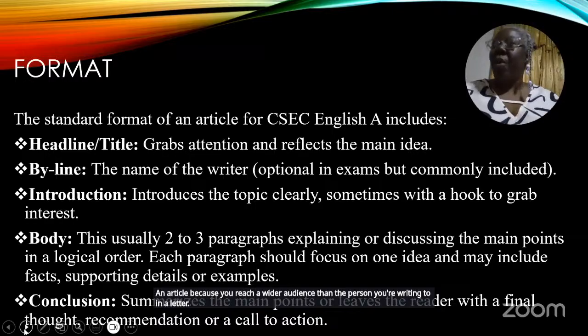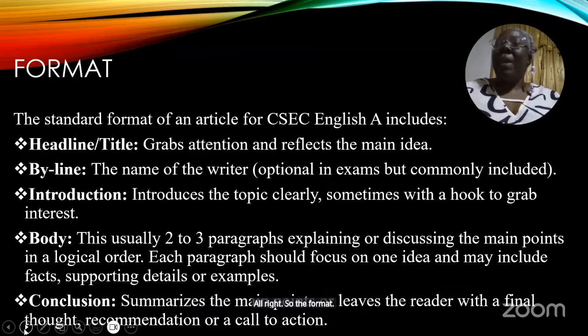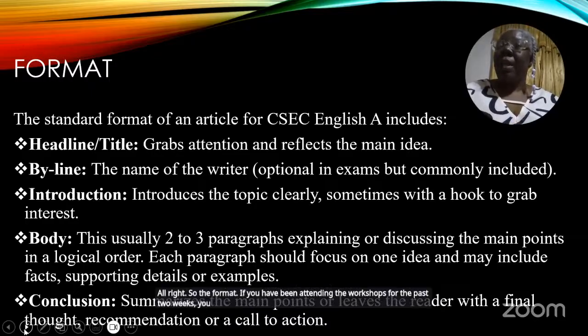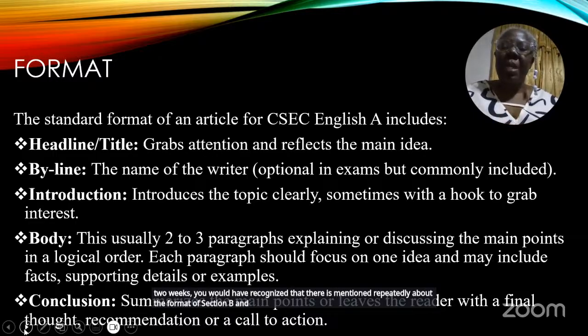All right, so the format. If you have been attending the workshops for the past two weeks, you would have recognized that there is mention repeatedly about the format of Section B, and each expository piece in Section B has its own format.